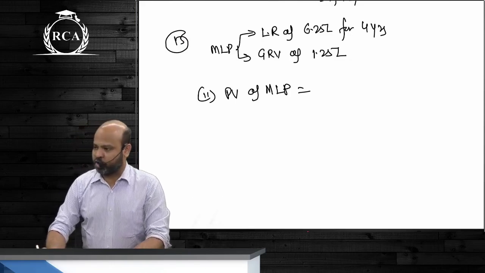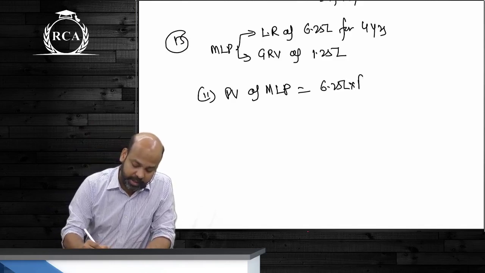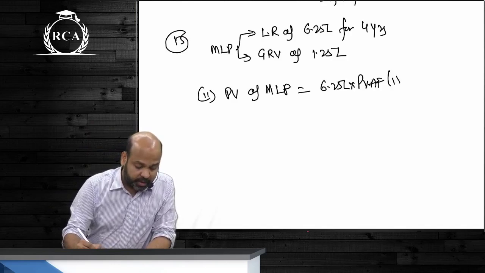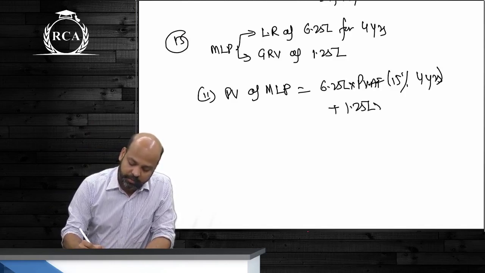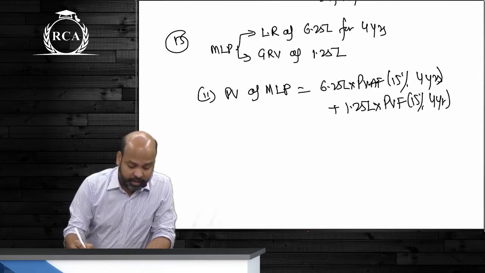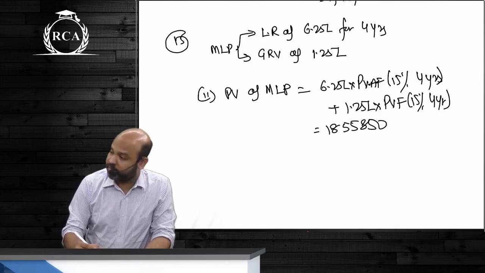Incremental borrowing cost should be used. So what will you write here, beta? 6 lakhs 25,000 will be discounted at 15% for 4 years. Present value factors are already given in the question. 1 lakh 25,000 will be discounted, guys, only for the 4th year. The answer, beta, is equal to the answer given: 18 lakh 55,850.